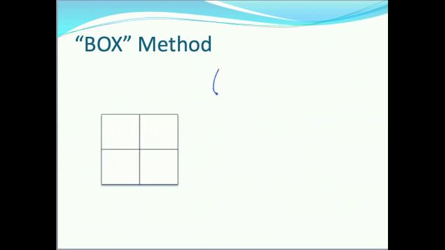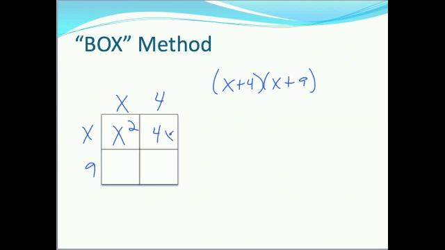Let's do our second one again. We have x plus 4 times x plus 9. Again, we'll put x, 4, x, 9. That gives us x squared. That gives us 4x. That gives us 9x. That gives us 36. Combine that. These two go together. So we get x squared plus 13x plus 36. Now you will find out at times these two don't go together, and that's fine. You'll just end up having 4 terms.